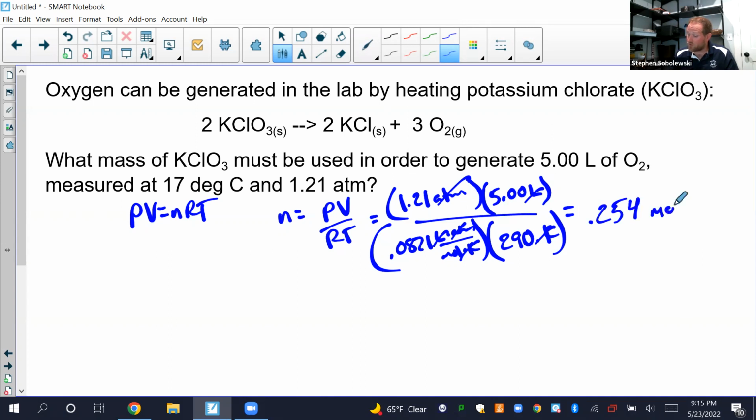0.254 moles. And what is that moles of? Is that moles of KClO3? No, that's moles of the gas. Okay, we plugged in the liters of gas, the temperature, the pressure. So that's going to be moles of O2 gas.